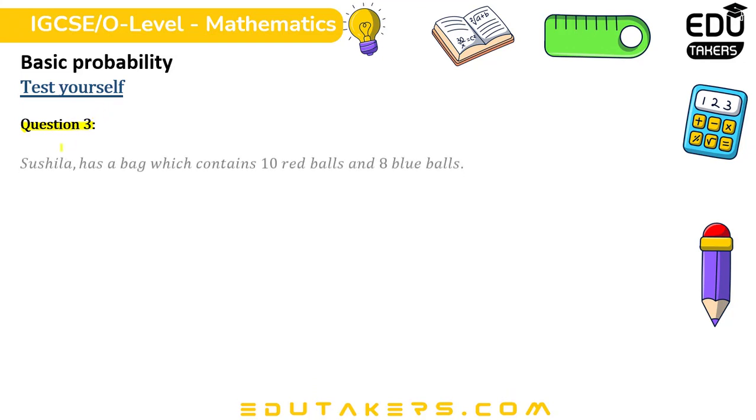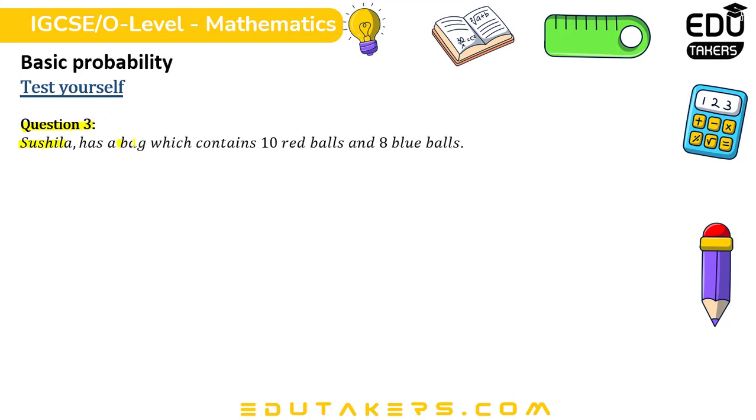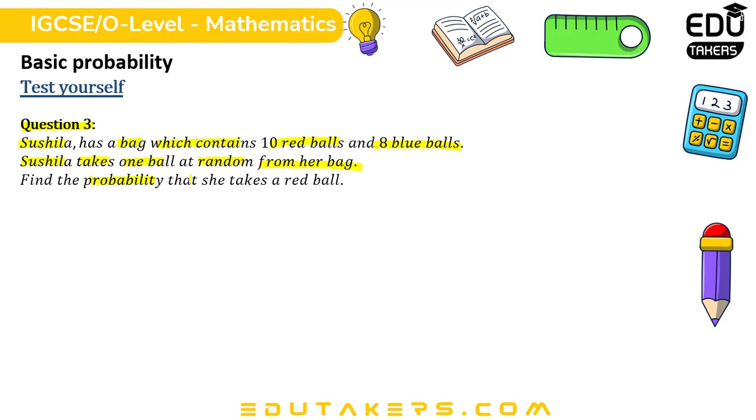Question number 3. Sushila has a bag which contains 10 red balls and 8 blue balls. Sushila takes 1 ball at random from her bag. Find the probability that she takes a red ball. It's a 1-mark question.